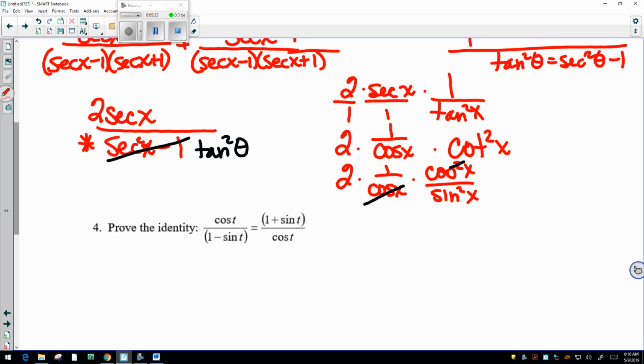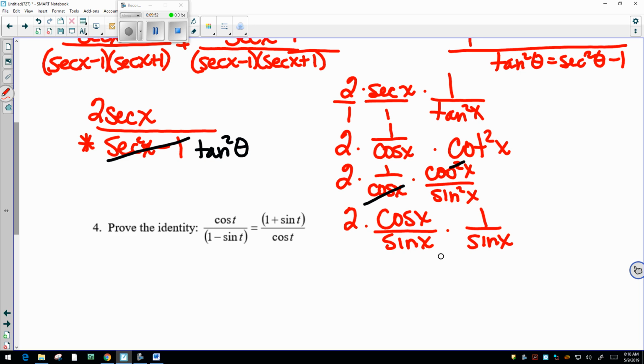And now let's see, what do we have left? What we have left right now is a 2 on the top, I have a cosine on the top, and I have sine squared. So I could actually write that as cosine over sine times 1 over sine, because sine times sine gets me sine squared. But the reason I did that is because, what do I know about cosine over sine?